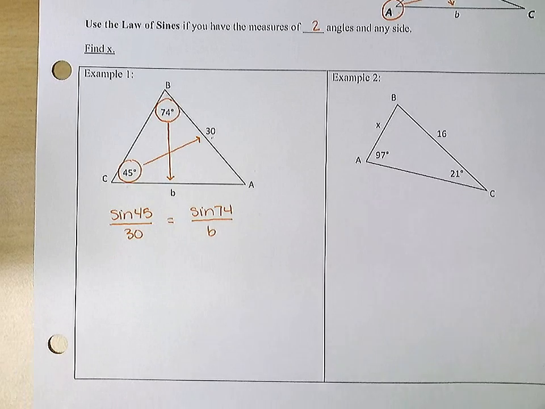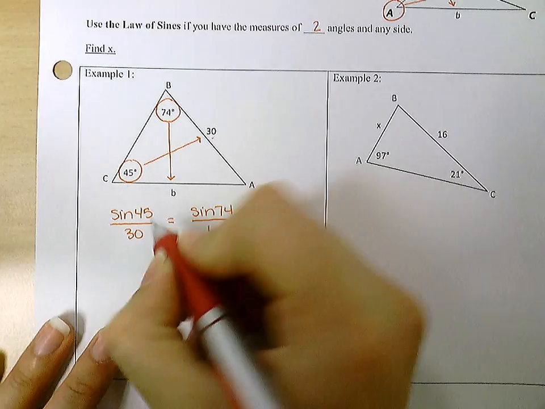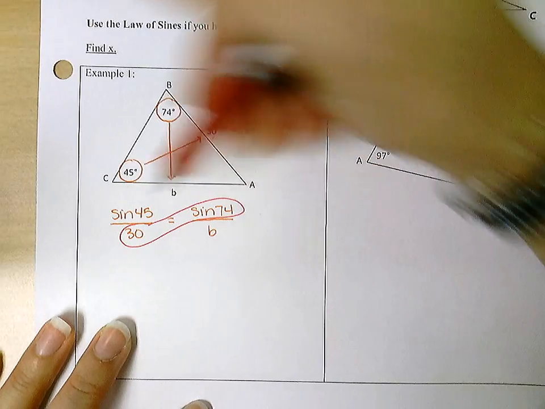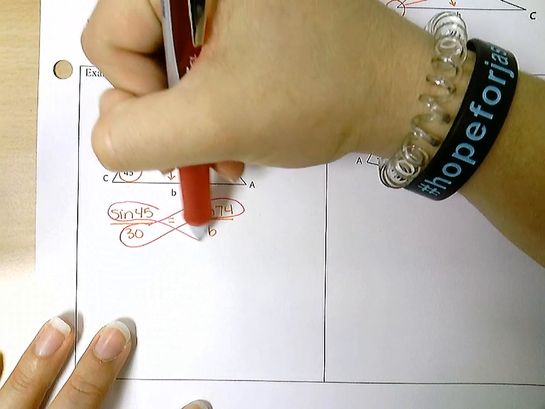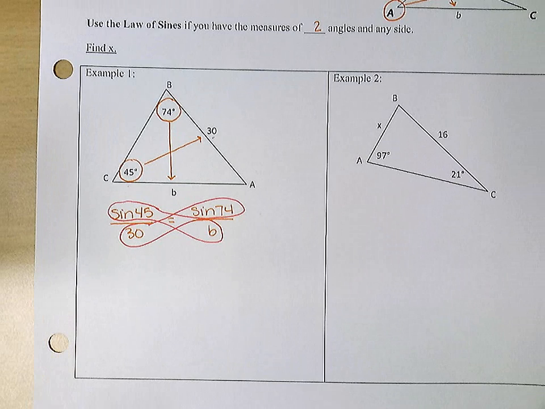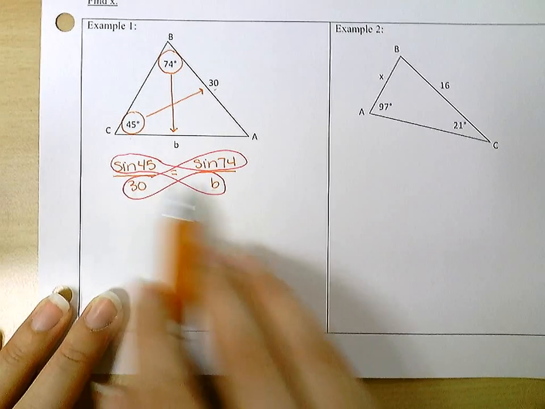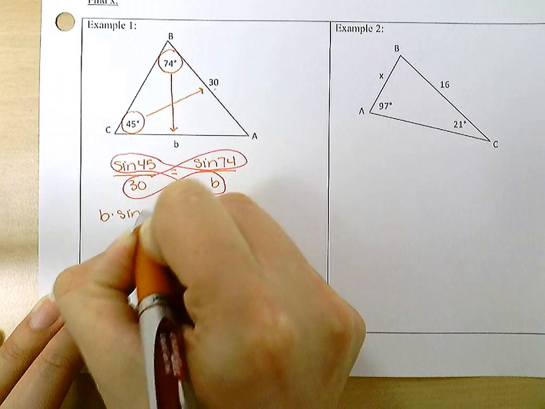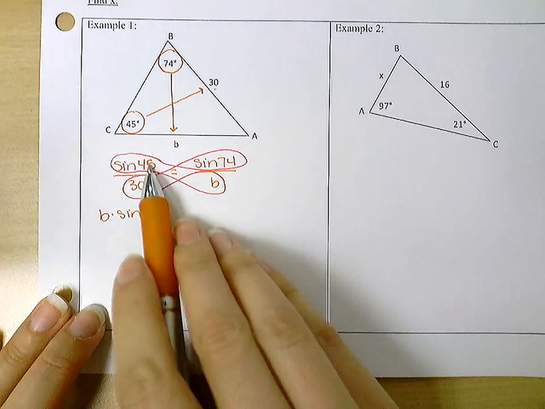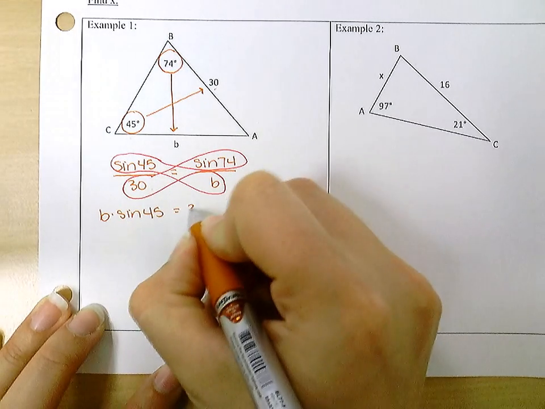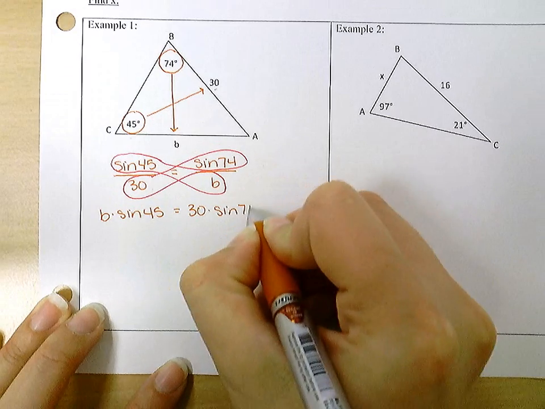From here, to solve, all we have to do is cross multiply. I'm going to multiply 30 by the sine of 74 and b by the sine of 45. We only cross multiply when there's that equal sign between our fractions. So for this first one, I have b times the sine of 45, which is equal to my other side, 30 times the sine of 74.